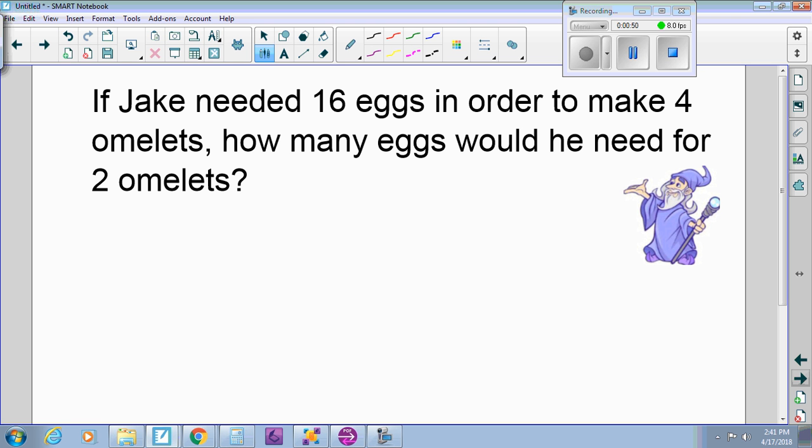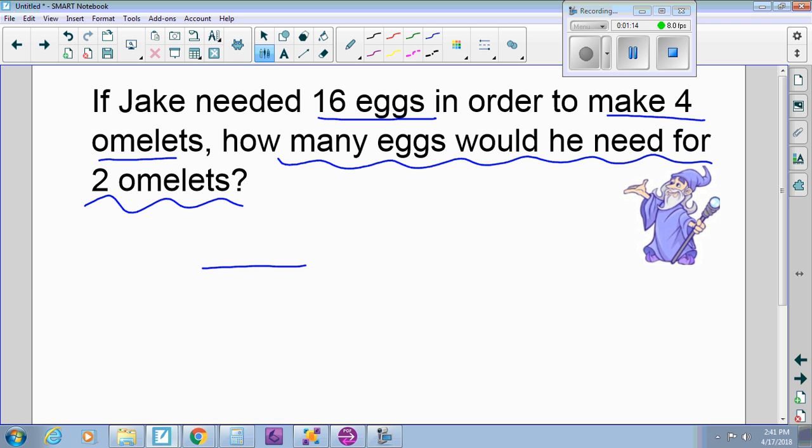Okay, so here's an example. We're going to go through a few examples so that you know what you're doing when you work on your own. So if Jake needed 16 eggs in order to make 4 omelets, how many eggs would he need for 2 omelets? So key info in this problem, you need 16 eggs to make 4 omelets. And then our question is, how many eggs would he need for 2 omelets?